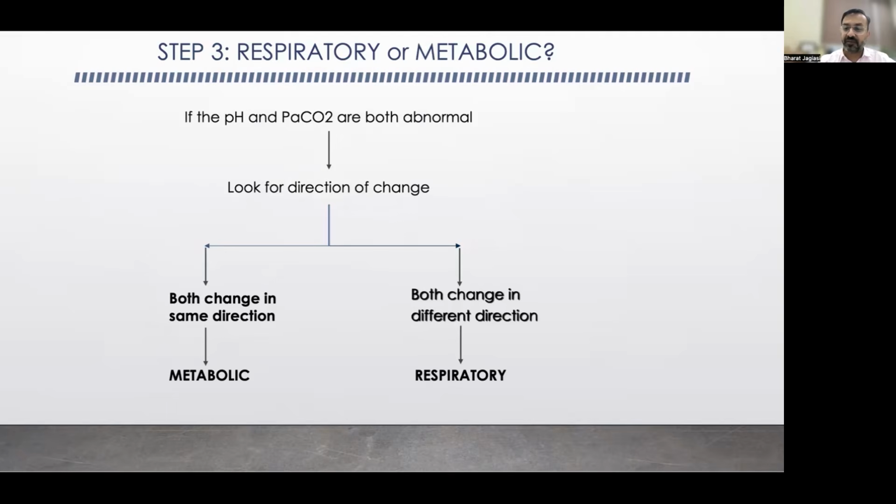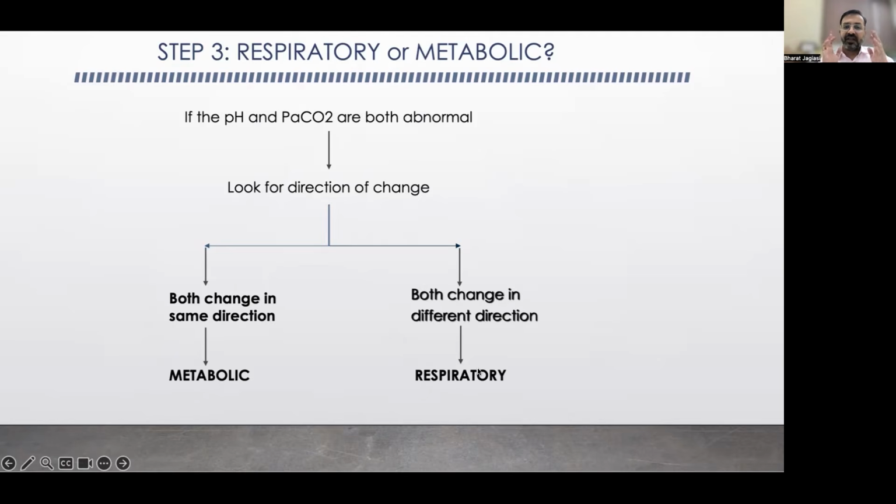Now we look into step 3, whether it's a metabolic or the respiratory component. Step 1 is to look into whether the ABG is valid or not. Step 2, we look into whether there's an acidosis or alkalosis. Now, if there is acidosis or alkalosis, which one is the primary component, respiratory or metabolic? If the pH and PCO2 are both abnormal, look for the direction. If both change in the same direction, it's a metabolic component. If both change in different directions, it's a respiratory component.